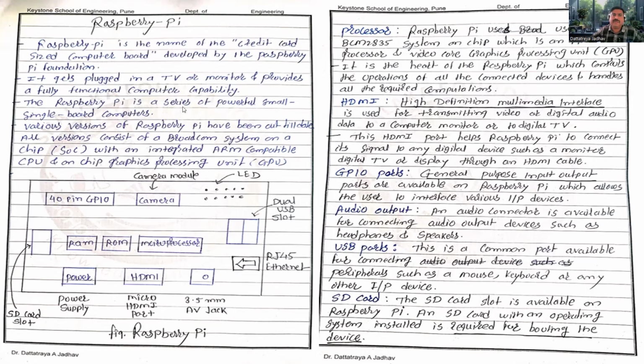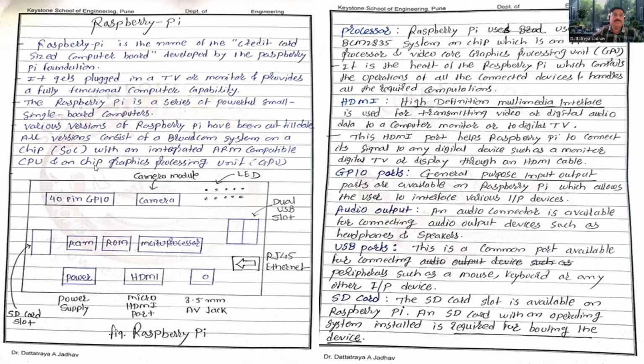The Raspberry Pi is a series of powerful small single board computers. Various versions of Raspberry Pis have been available. All versions consist of the Broadcom system. It is an important component, a system on a chip, that is SoC, with an integrated ARM compatible CPU and on-chip graphics processing unit, that is GPU.